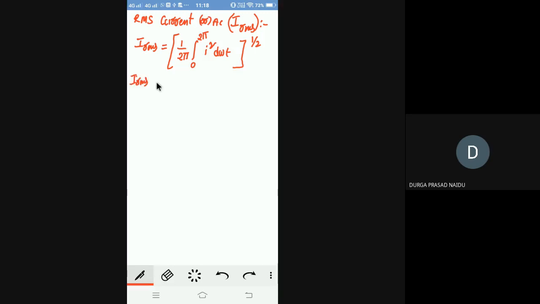So I'm replacing those values: 1/2 pi integral 0 to pi, it is I square sin square omega t d omega t, plus from pi to 2 pi, the value is equal to 0. So directly I am replacing it as 0. So I square sin square d omega t. Sorry, I square అంటే Im square, Im sin omega t కదా. Im square sin square omega t.